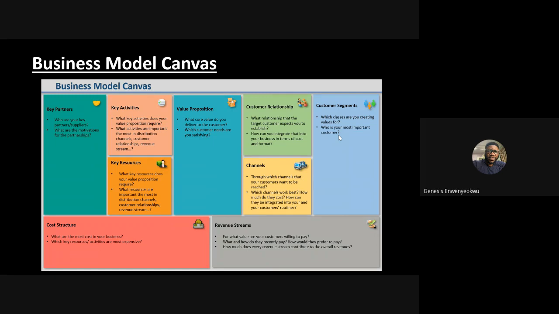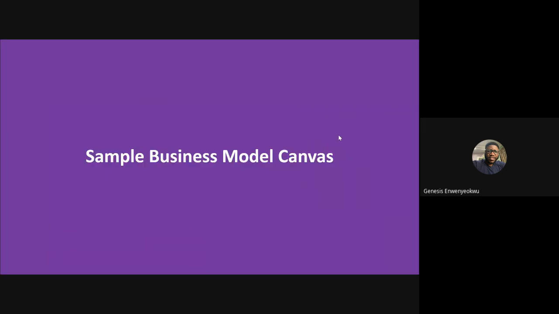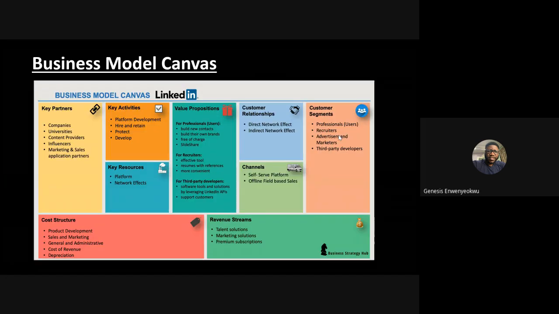So let's take a look at sample business model canvases for popular businesses that you know, starting with LinkedIn. For LinkedIn, the customer segments are professional users like you and I, recruiters who want to headhunt professionals, advertisers who want to advertise their products and services on LinkedIn, and third-party developers that want to use the LinkedIn API to build or integrate their recruitment platform.